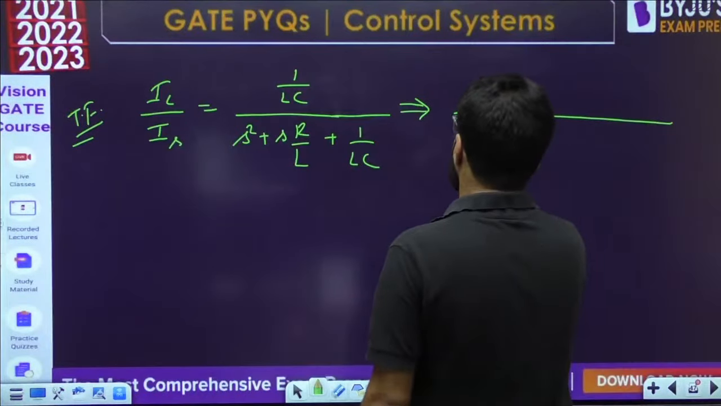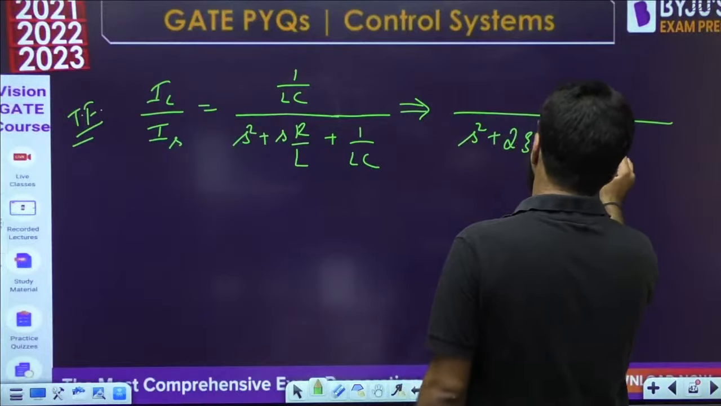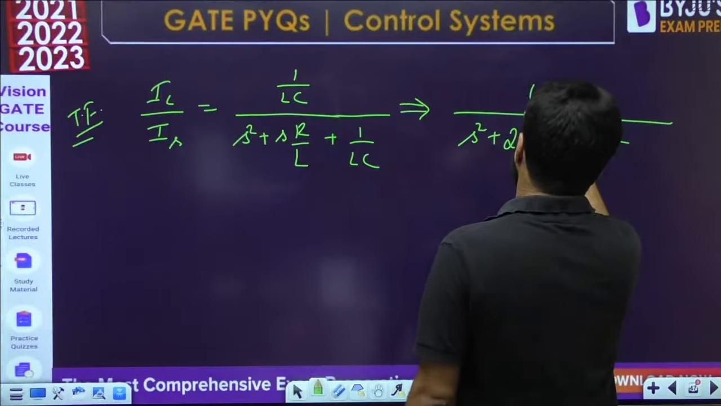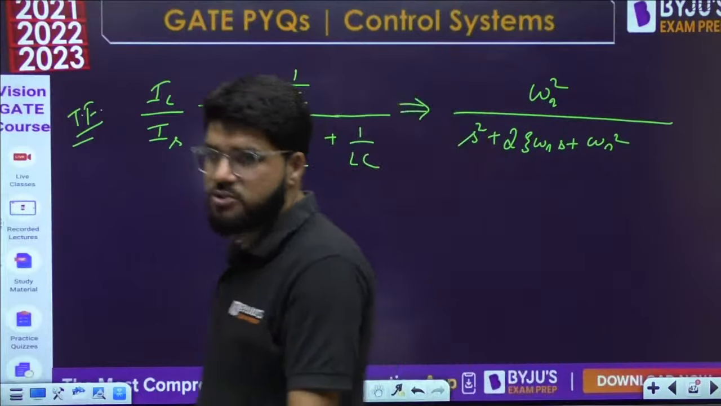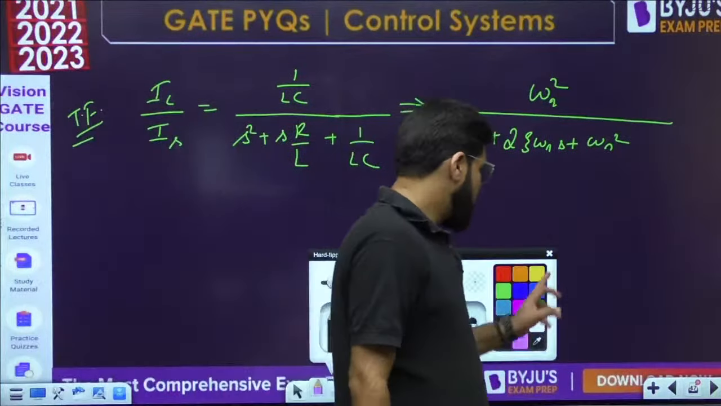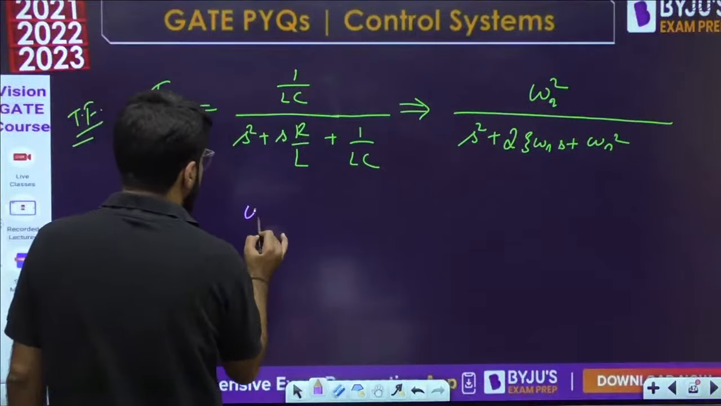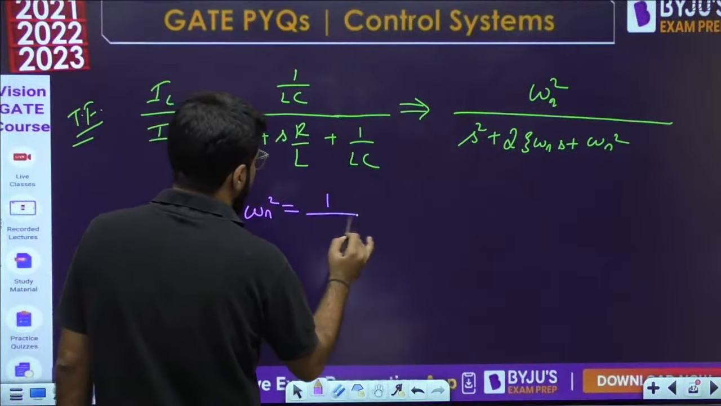This is S square plus 2 zeta omega n S plus omega n square. Numerator is also omega n square. Okay, so DC gain will be 1. Okay, the standard prototype model. Now what is the value of omega n square? Omega n square is 1 by LC.